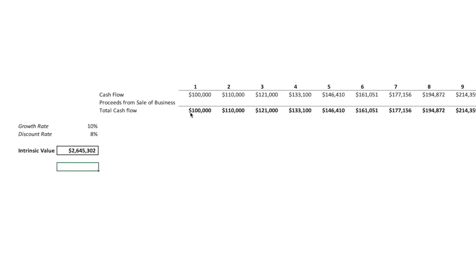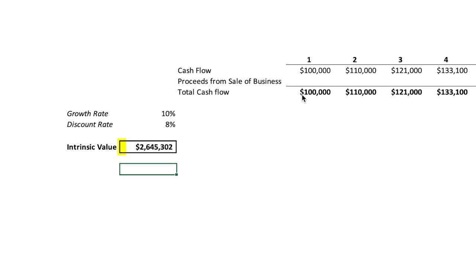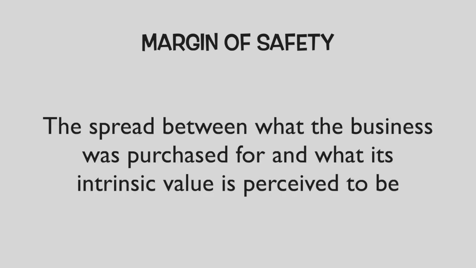In our example, we determined that the intrinsic value for our pizza shop is $2,645,302. So does that mean we should pay that amount to buy it? No way. We ideally would want to buy this business at a significant discount to what we determined to be the intrinsic value. The difference between what the business is worth and what we pay is our margin of safety.